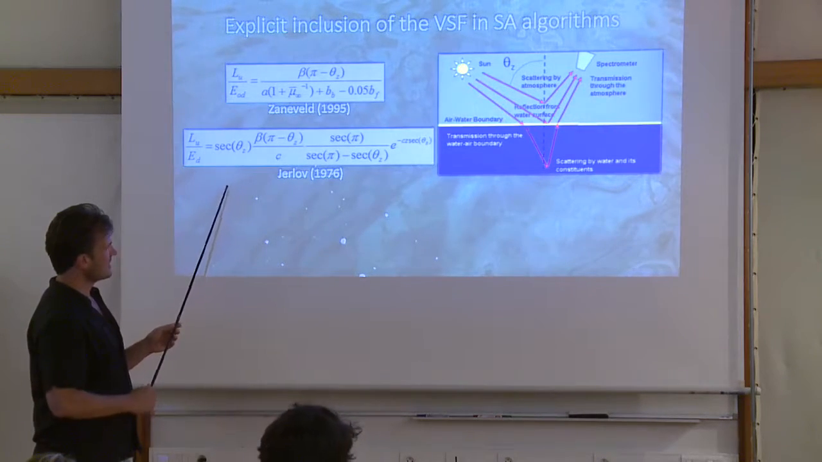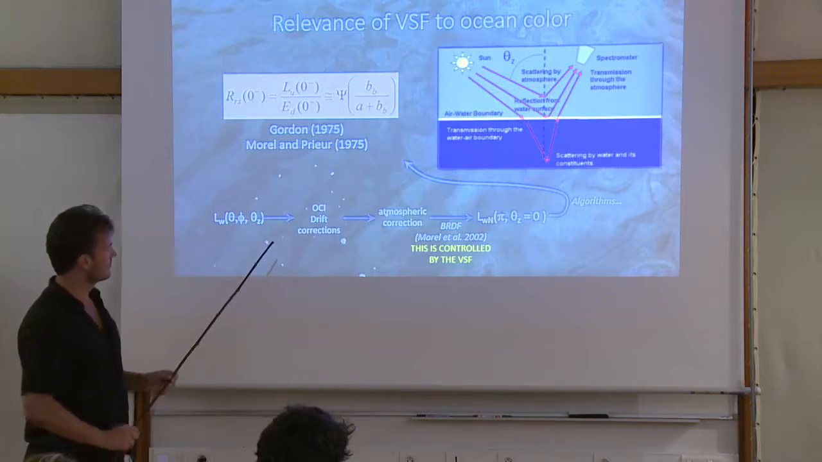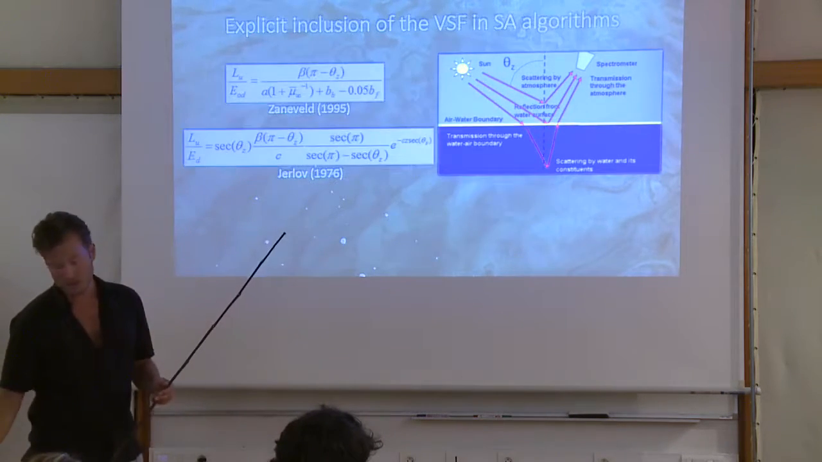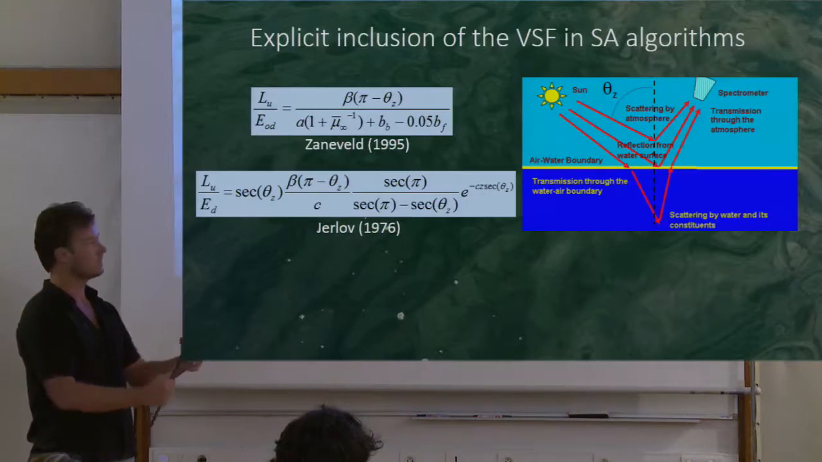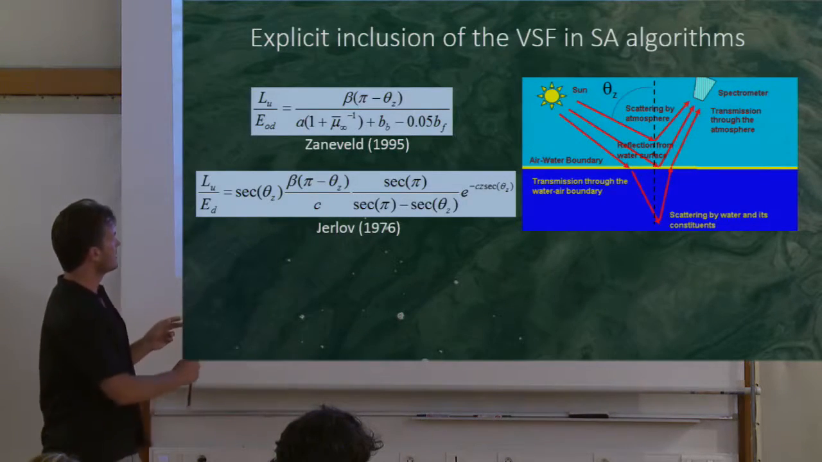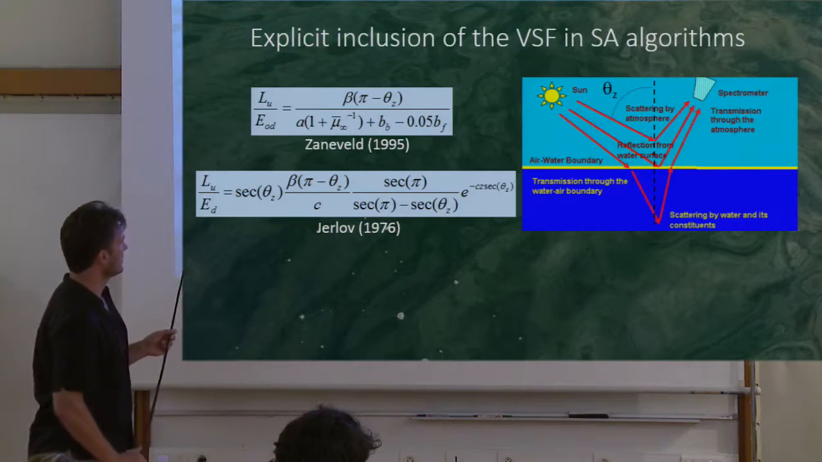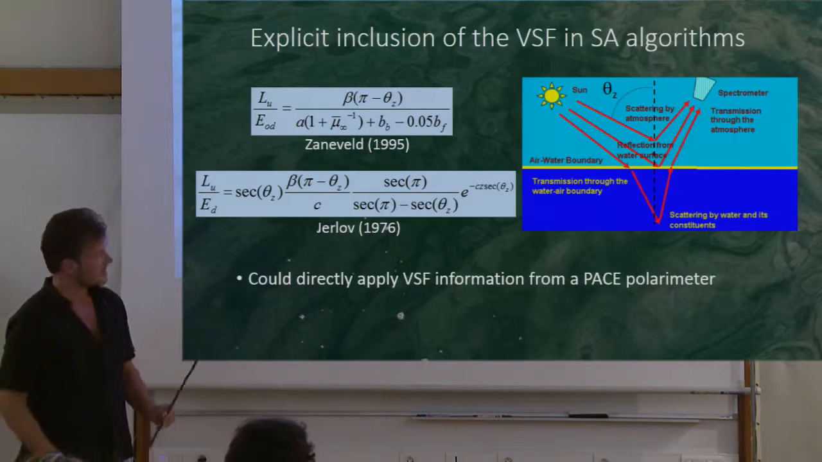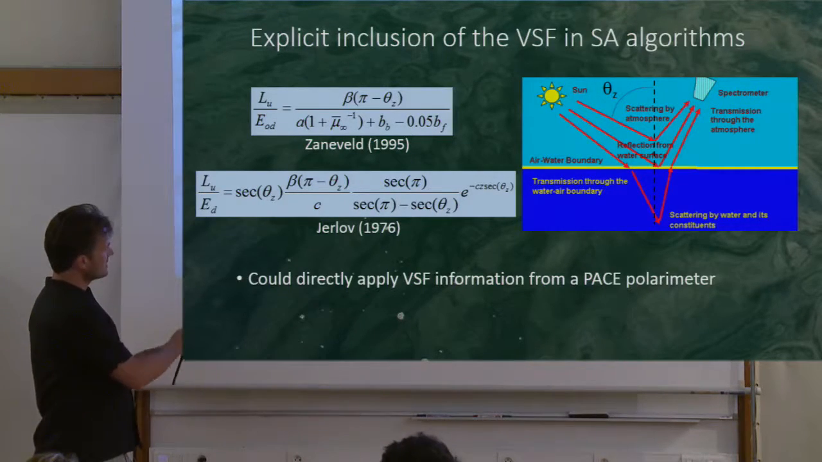What's nice about this is that potentially you could get to this point, atmospheric correct, and instead of doing the BRDF, go straight to an algorithm that includes all that, includes the BRDF, and also includes the relationship with the other IOPs. So it's something we're starting to work on. And then you need VSF information to put in here.